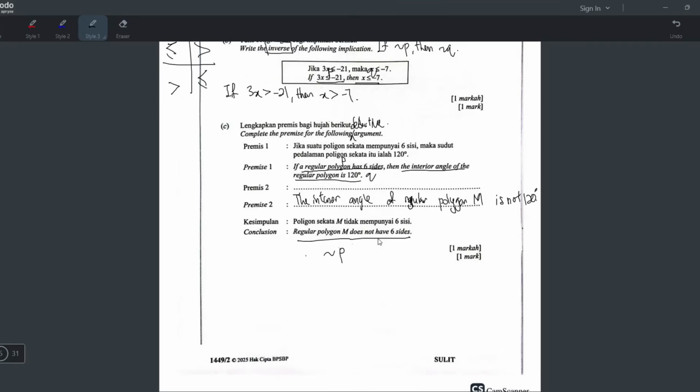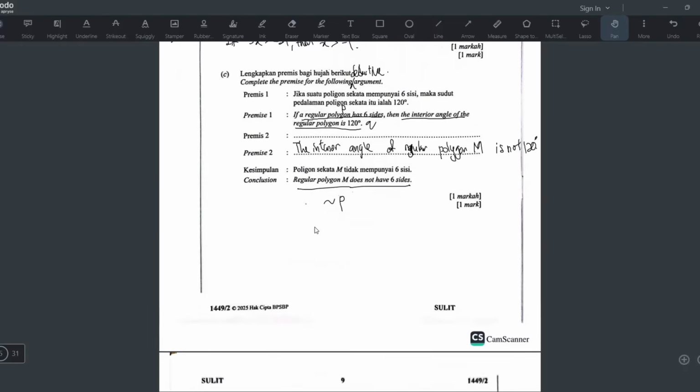Kalau form number 2, dia jadi if P then Q, and then premise 2 will be P is true, and then conclusion Q is true. Itu kalau form number 2. But this one is form number 3 because they mention Q first and they do negation Q first. Then only they do negation P. Okay. Alright, hope you understand. That's all for this.